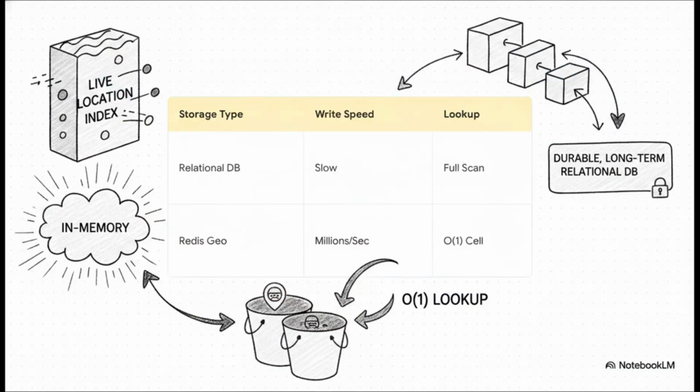Now, because this data is moving at lightning speed, the live location index has to live entirely in memory. They keep it completely separated from their durable, slower relational databases. By using an in-memory store like Redis, they can actually survive that fire hose of millions of writes per second. When a driver drives across one of those S2 cell boundaries, their ID just pops into a new bucket. It's a lightning-fast O(1) lookup, meaning it takes constant time, literally instantly. They are deliberately sacrificing long-term data durability here, strictly for raw, unadulterated speed.